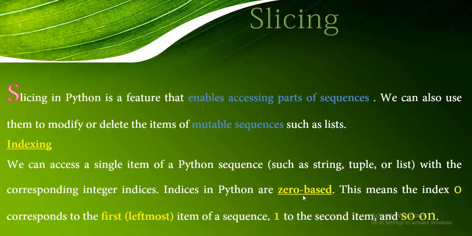Indices in Python are 0 based. As you have seen, the index starts from 0. This means the index 0 corresponds to the first item of a sequence, 1 to the second item, and so on.